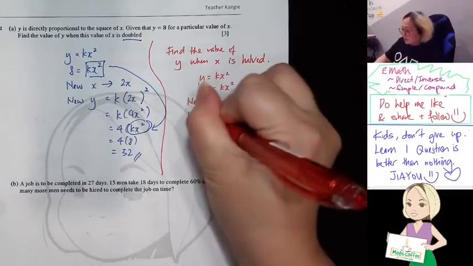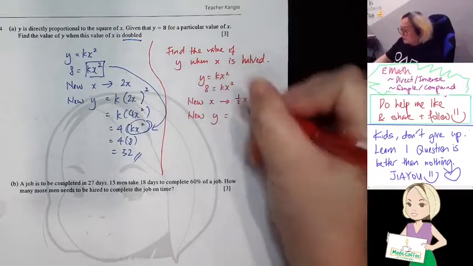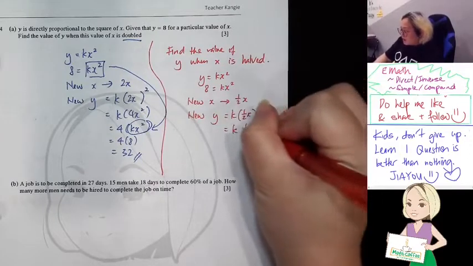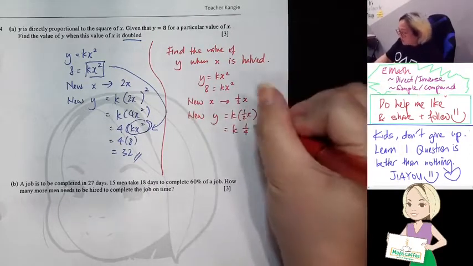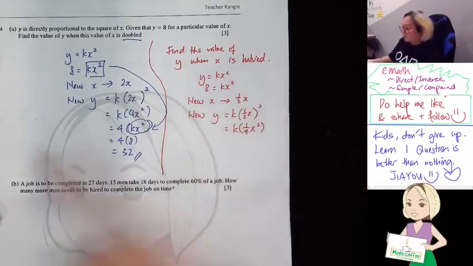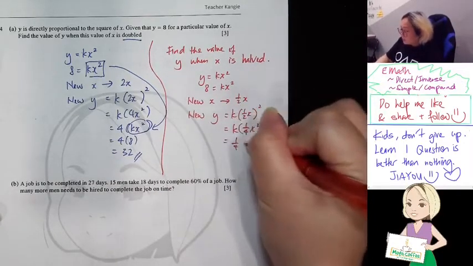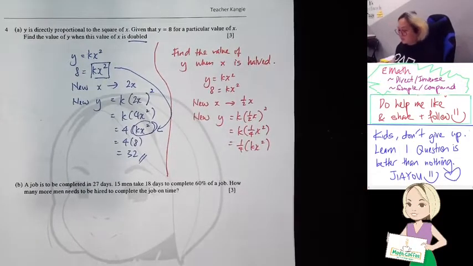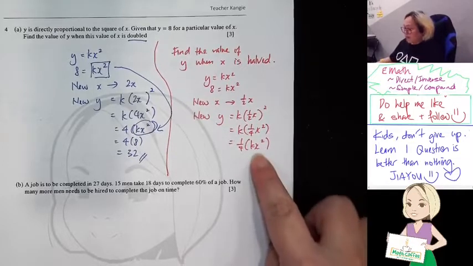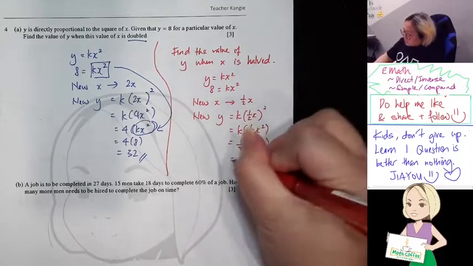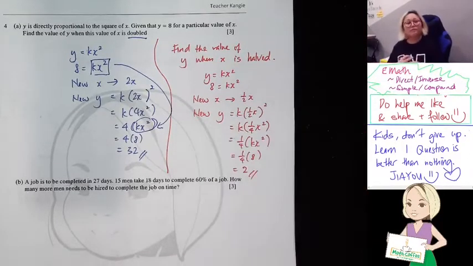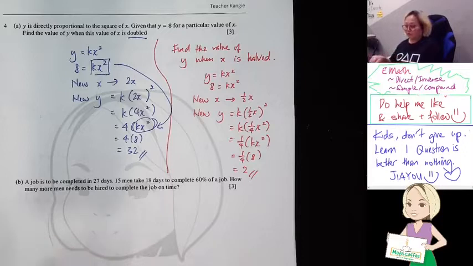So let's find my new y. New y, same thing, it will be kx squared. Put it in. So you have k times half x, half times half is 1/4 x squared. Again, shift it. So that means it's 1/4 multiplied by kx squared. So kx squared is 8, right? So it will be 1/4 times 8, that gives you 2. This is a commonly asked question, and this is how you do this kind of question.